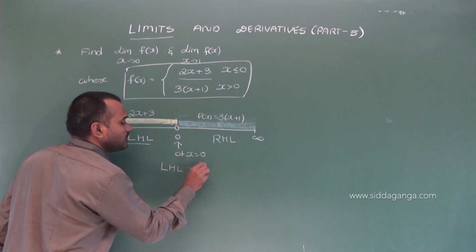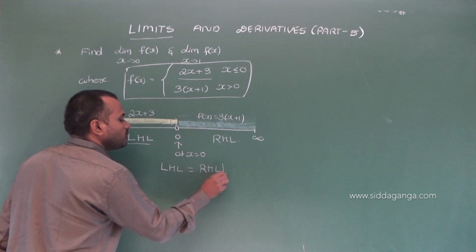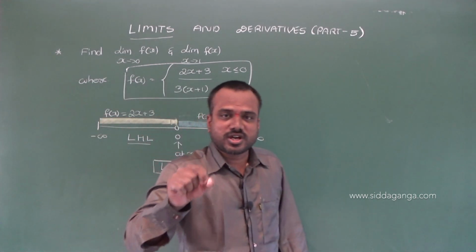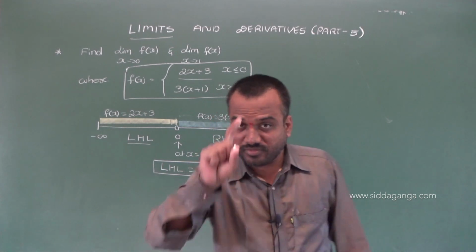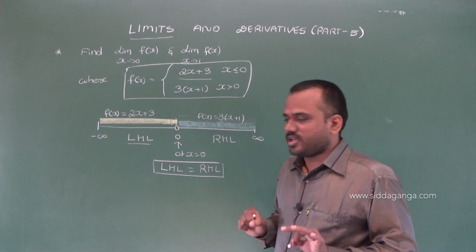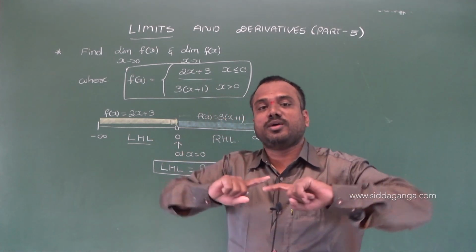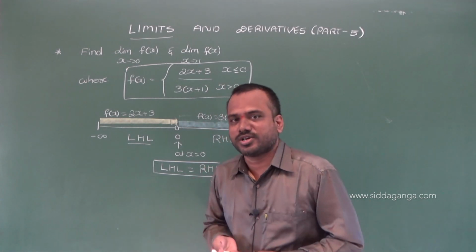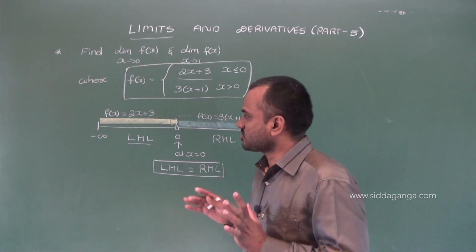Then the limit value exists only when the left hand limit is equal to the right hand limit. If the left hand limit and right hand limit are the same, then only the limit as x tends to 0 exists. If they are not equal, the limit value does not exist. Understand my concept? Limit value does not exist.